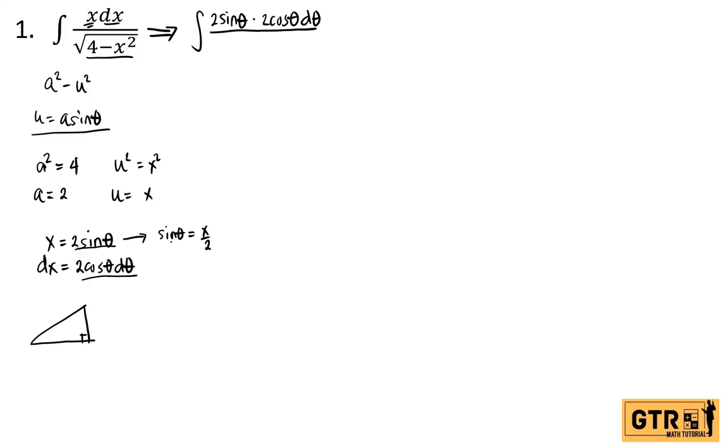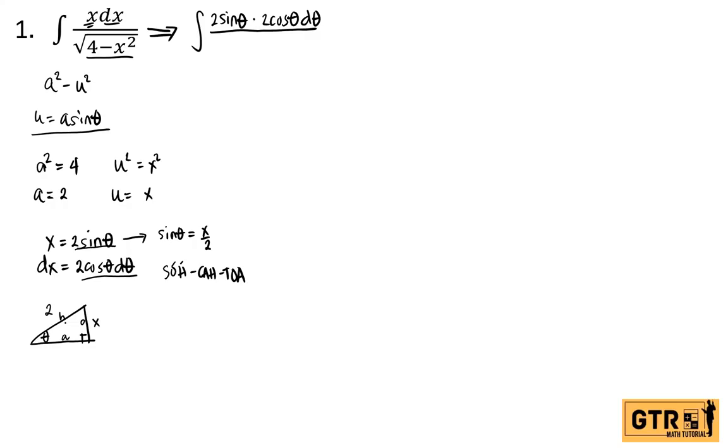By definition of sine, if this is the theta, definition of sine is SOHCAHTOA. So definition of sine is opposite over hypotenuse. So if this is the theta, so opposite is here. So this is the opposite. This is the adjacent, and this is the hypotenuse. So therefore, this part will be x, and then hypotenuse will be 2.